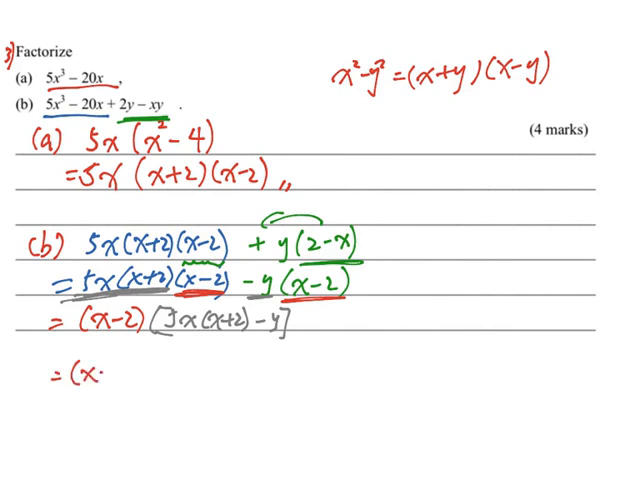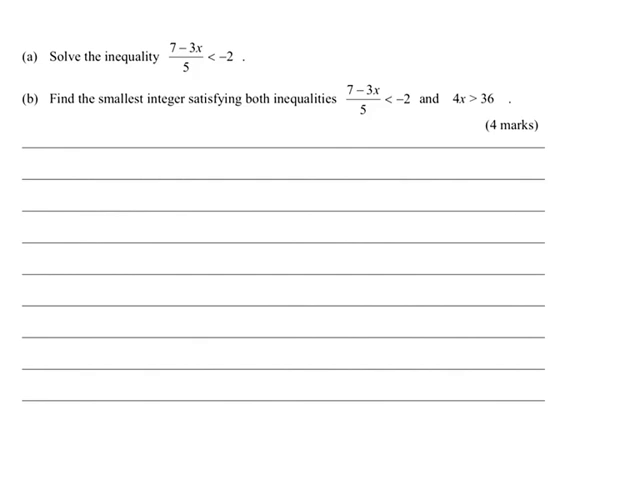Next step, we expand it. So 5x times x, 5x squared, and then 5 times 2, 10x, and then finally minus y. Finish. Next question is about the inequality.